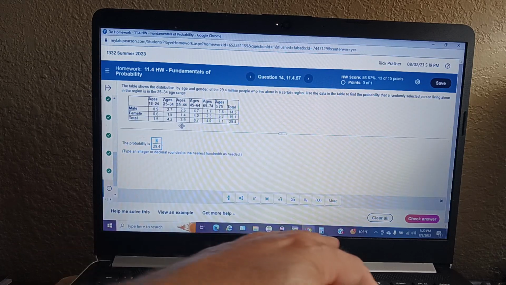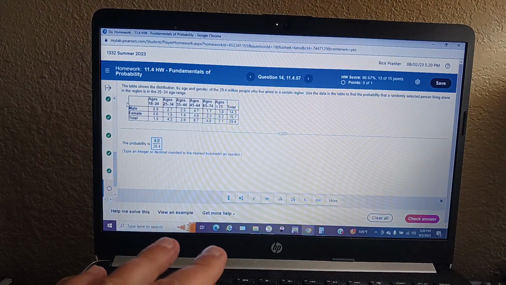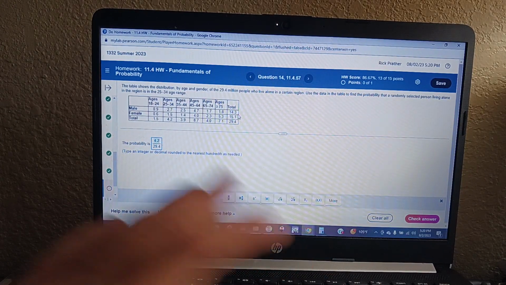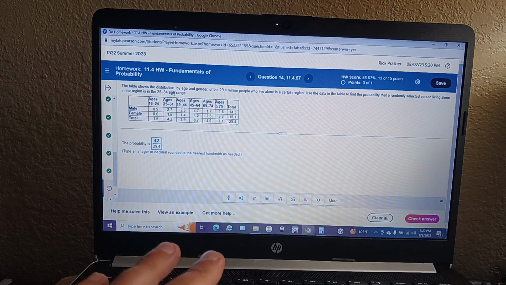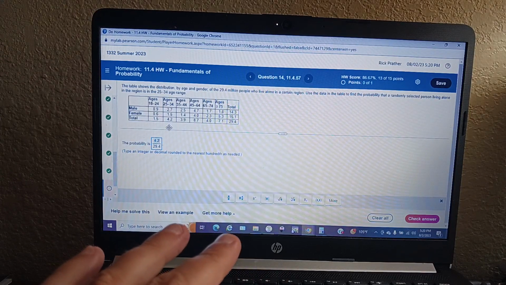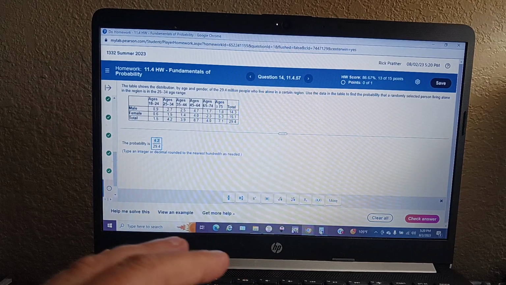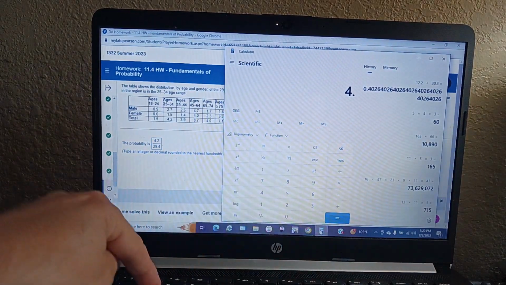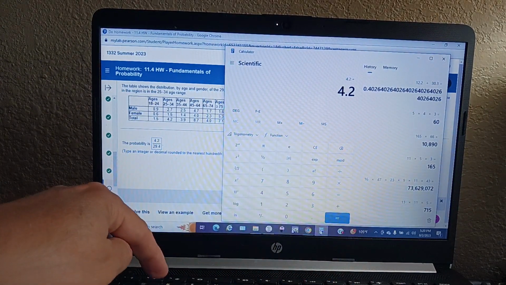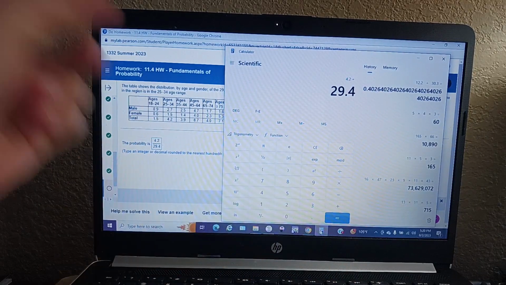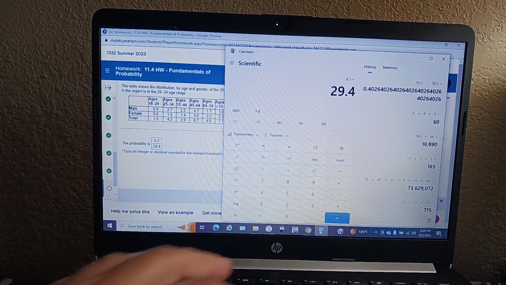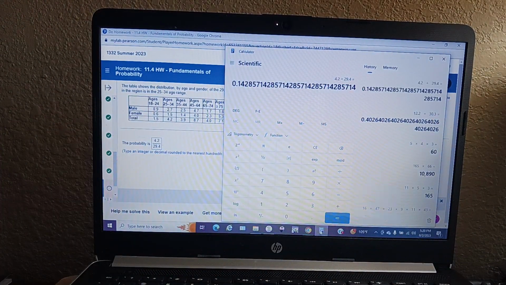So the previous problem, it was only about going across the males. We didn't care about the ages. Now we're going down in age, and we don't care about the gender. 4.2 divided by 29.4. The grand total changed, but that's just because I'm doing another problem. If they would have made a part A, a part B, and a part C, then I could have had the same grand total all 3 times.